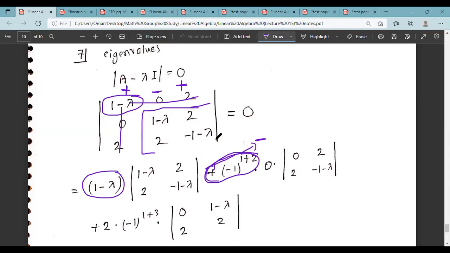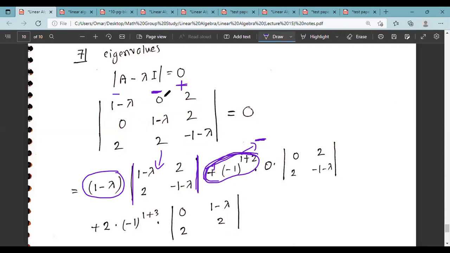So I will get one minus lambda, 2, 2, and one minus lambda. So I have written this part here. Okay. So I have to find the determinant of this part. So that's why I have given this kind of sign, determinant sign. And then this part here, it means minus, because I have written here minus, right?